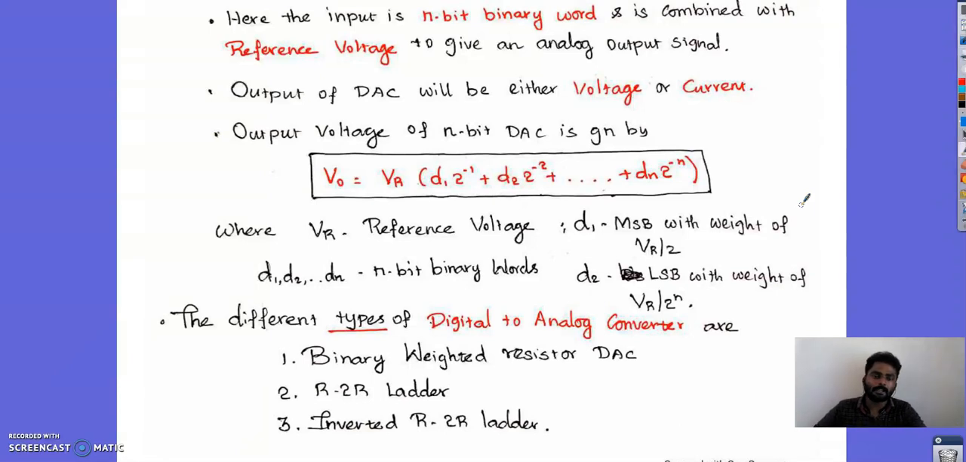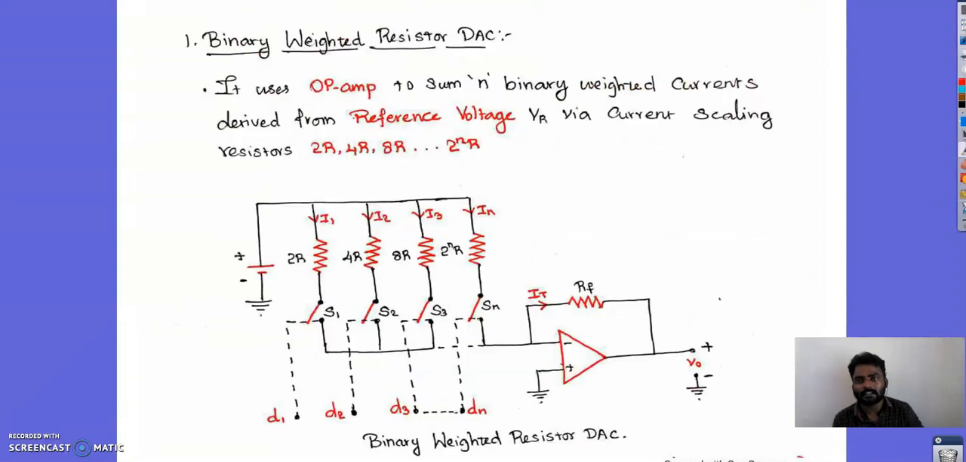And there are different types of digital to analog converter. One is the binary weighted resistor digital to analog converter. The second one is the R to 2R ladder, where only the resistances R and 2R are used. That is why it is termed as R to 2R ladder; it also forms a ladder structure. And there is the inverted R to 2R ladder. These are the different types of digital to analog converter. We are going to see binary weighted resistor and R to 2R ladder in detail in the following slides.